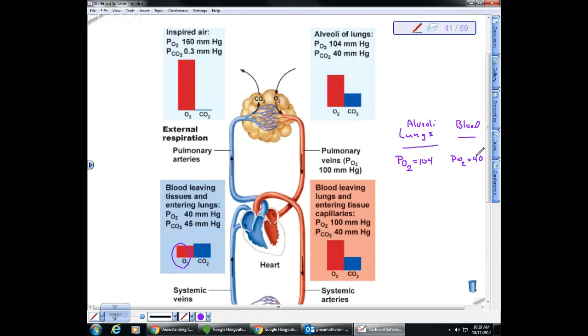And the opposite happens for CO2. But it's interesting because it's not nearly as big a difference. The PCO2 in the lungs is 40, and the PCO2 coming into the lungs in the blood is 45. So that's only a difference of 5 millimeters of mercury. So the rate of diffusion of oxygen will be faster than the rate of diffusion of carbon dioxide.